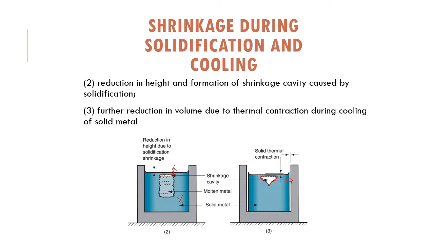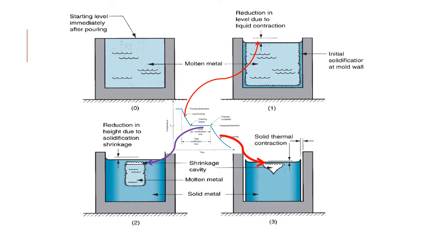So that's why in the normal casting process, they design the riser in order to supply the extra metal to this area. If you want to associate with the graph for the solidification, it can be seen like in the picture.